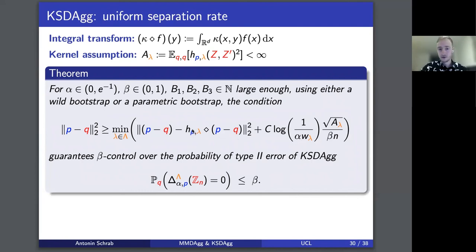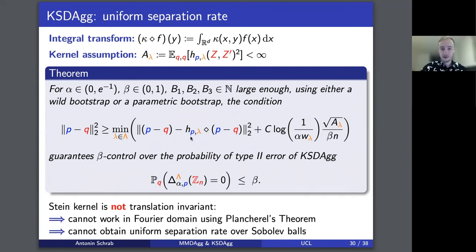If this kernel was not the Stein kernel, but was the K, like we had for the MMD, then this would be some bias term here, this L2 norm, and this diamond operation would be some convolution because our kernel was translation invariant. The whole problem comes from the fact that H is no longer translation invariant.